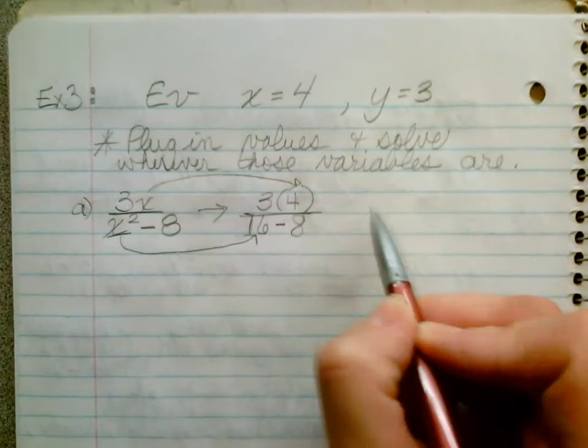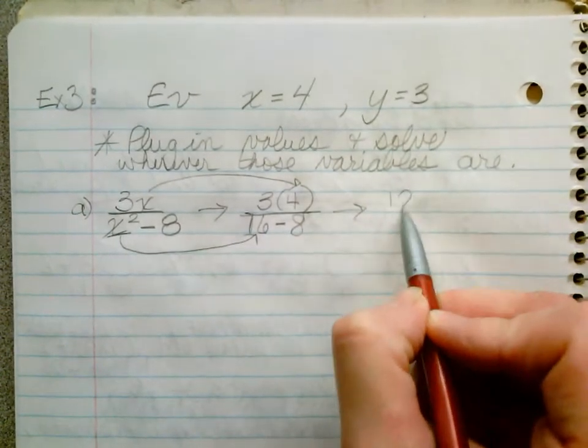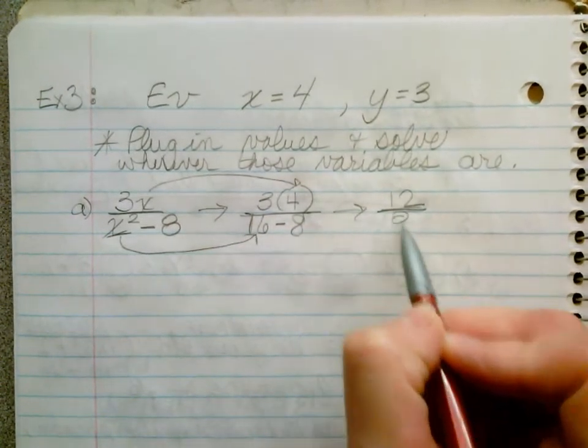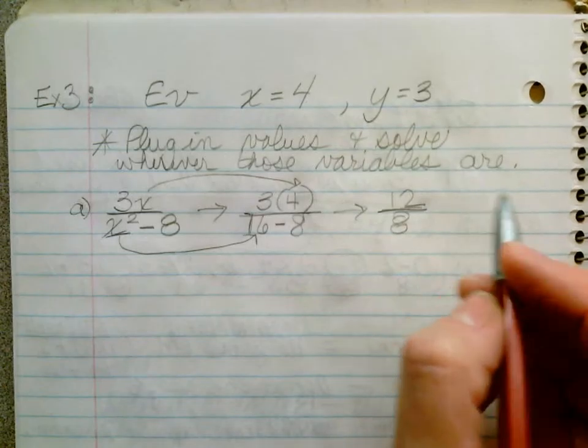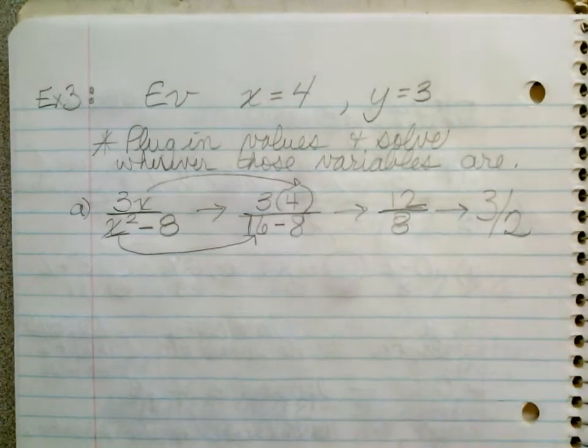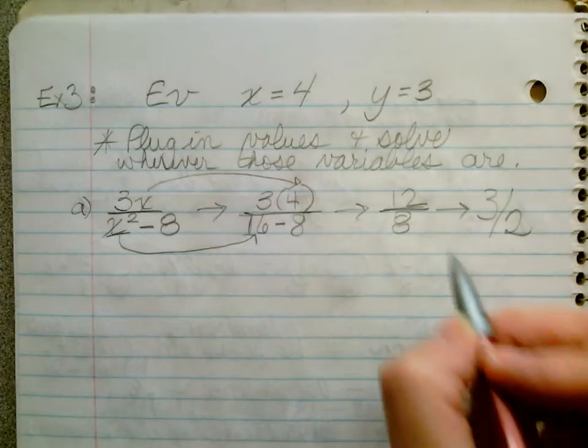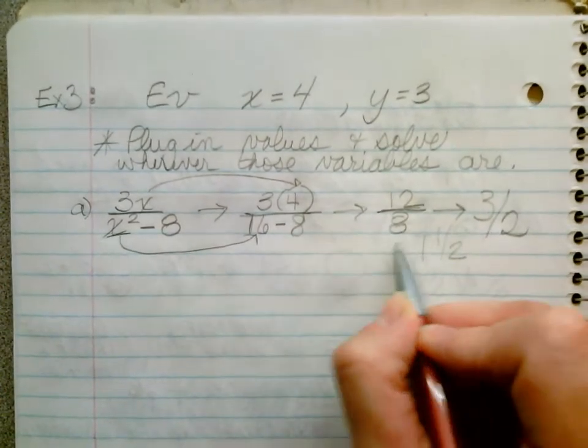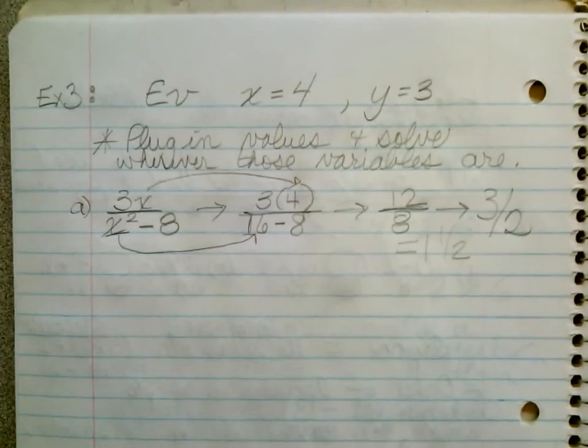We plugged in. Now we're going to continue by simplifying. 12 divided by 8, which reduces to 3/2. And just like Jazz said, if you write 1.5, that's fine. And notice they even tell you that in the book. All right.